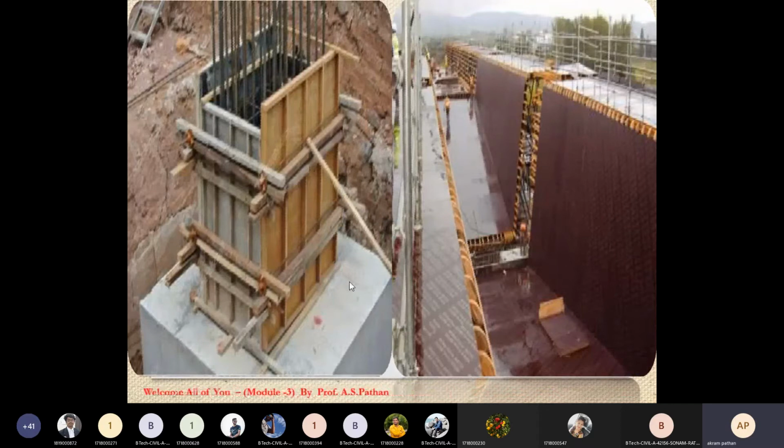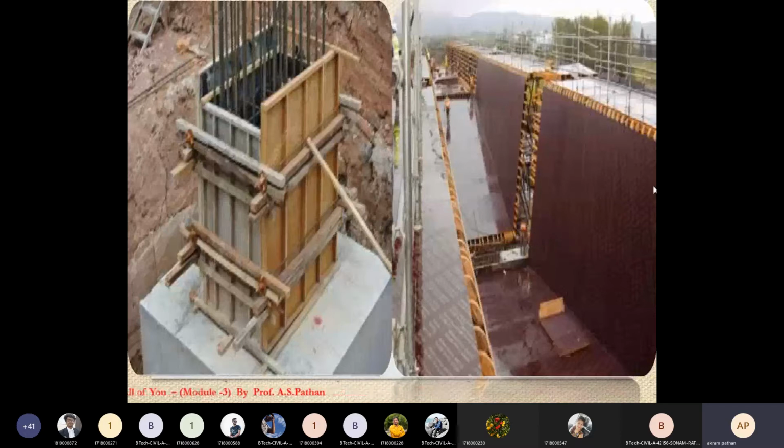This is a simple column. Now, if you see the number of steel bars, look at the huge construction going on, and this is a plywood formwork. It is available in lengthwise sheets. If you want to cut a particular length, you can cut it, and it gives a finished surface for these structures.